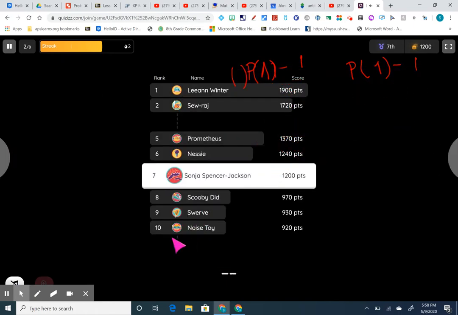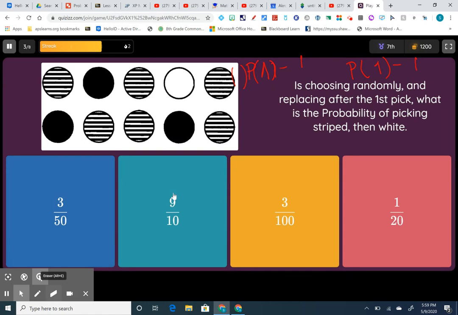Okay, next one. We have some more balls. We got striped balls, we got black balls, we got white balls. So here we go. Again, we're choosing randomly and replacing. So anytime you replace, we're going to keep the same amount of outcomes for both pools. So we have 1, 2, 3, 4, 5, 6, 7, 8, 9, 10. So we have 10 total balls.